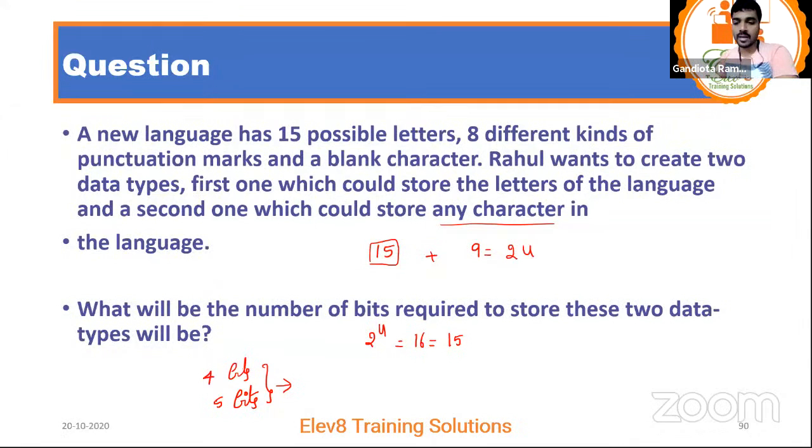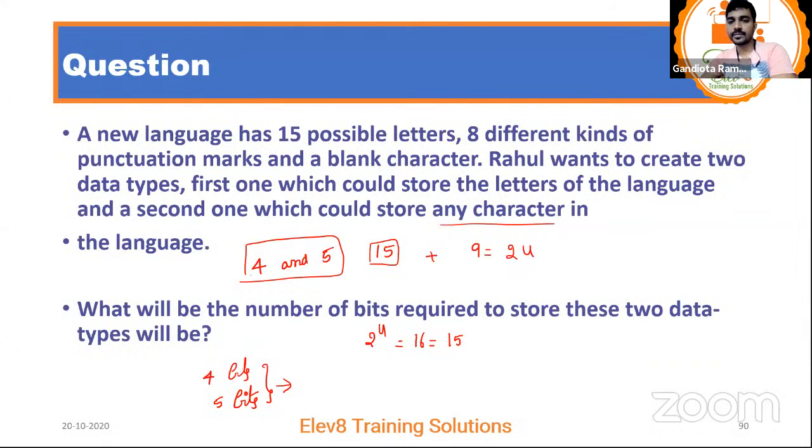Is this clear ma? See ma, here you need to give 2 answers, so not 5 bits ma. Two answers should be given. To store a character you need 4 bits, and to store all the characters you require 5 bits ma.